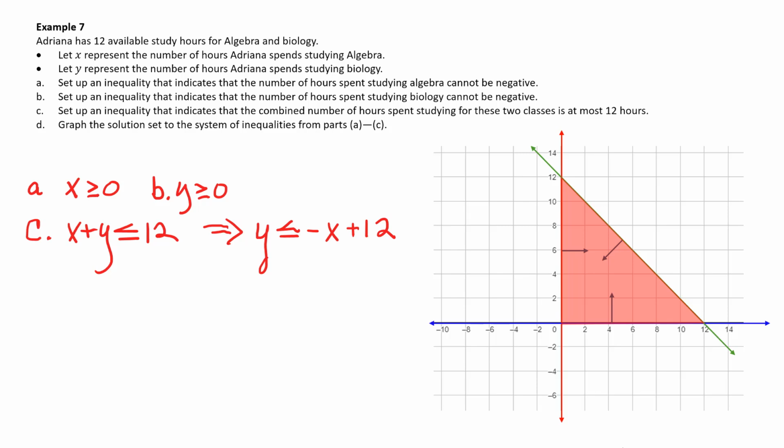And that is just representing all the possible ways that you could study for algebra and biology if you were going to study both of those things only 12 hours at the most. So all the points in that shaded region represent the number of hours you could study biology paired up with the number of hours you could then study algebra.